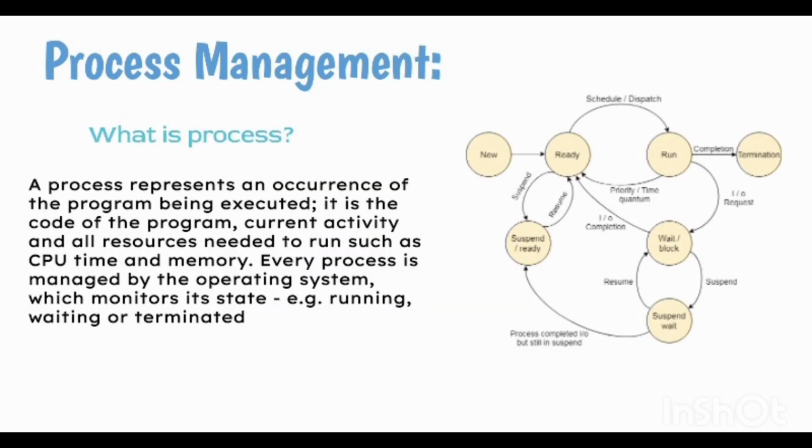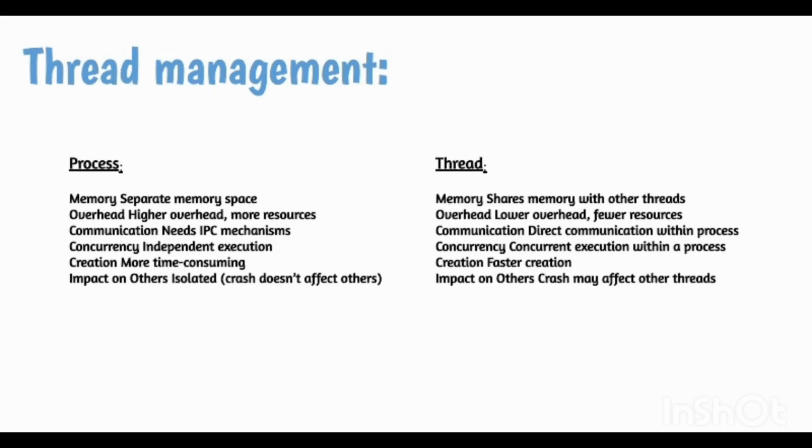Next, we see process management. What is a process? A process represents an occurrence of a program being executed. It is the code of the program, its current activity, and all the resources needed to run, such as CPU time and memory. Every process is managed by the operating system, which monitors its state, for example running, waiting, or terminated. Okay, now let's see thread management.